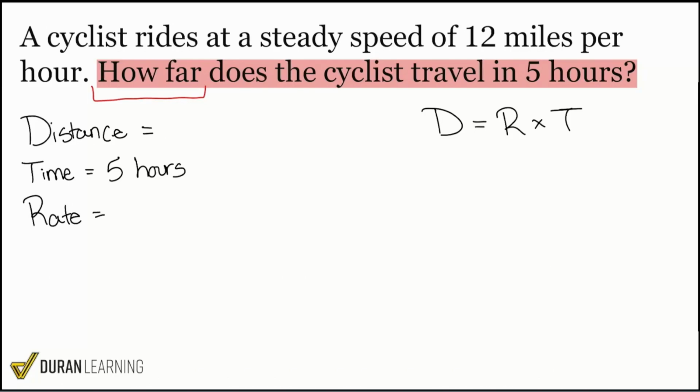What do we read? It says a cyclist rides at a steady speed of 12 miles per hour. All right, everybody. Now, I'm going to be straightforward. Yes, the 12 miles per hour is going to be the rate. But can anybody tell me what the one word is that really gives it away? What's that one word that gives it away that it is a rate? Oh, yeah, it's the word per. The word per gives it away all day.